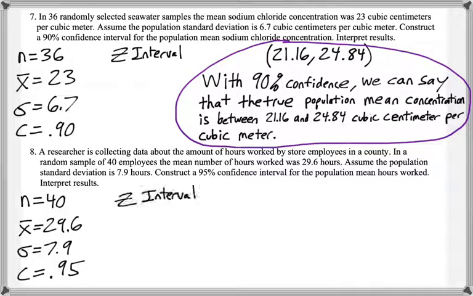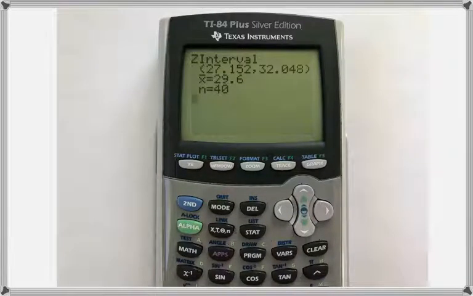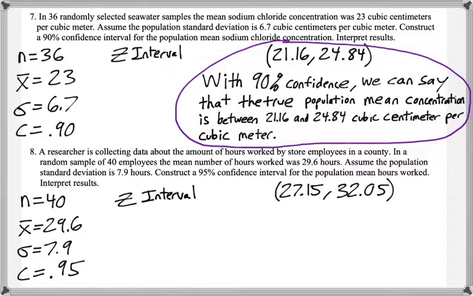So now I want to use the z-interval command on the calculator. So we are going to type all of our information under the z-interval command, and then press calculate. And our confidence interval, if we round it to two places, is 27.15 to 32.05. So that is our confidence interval.